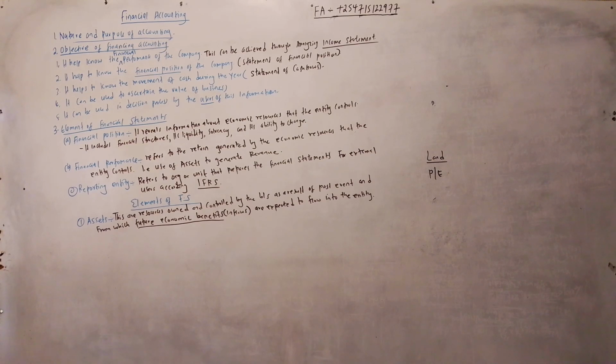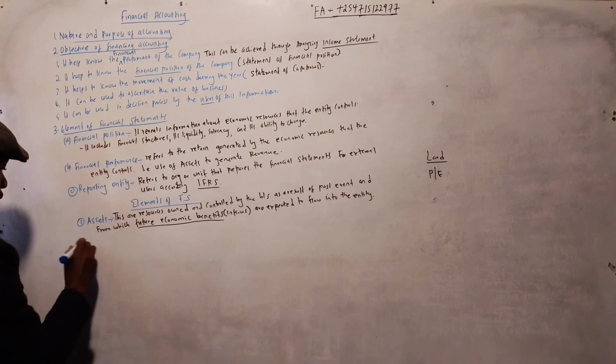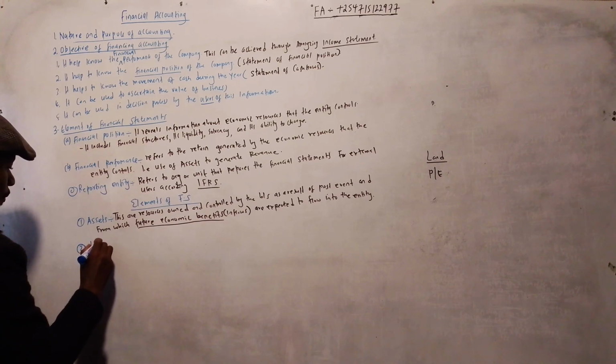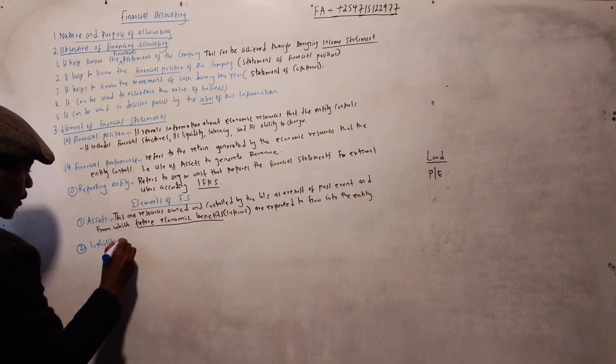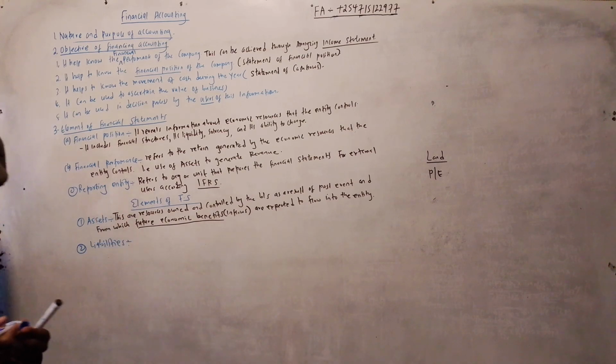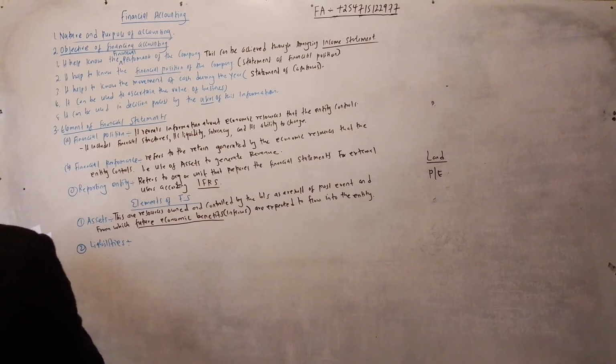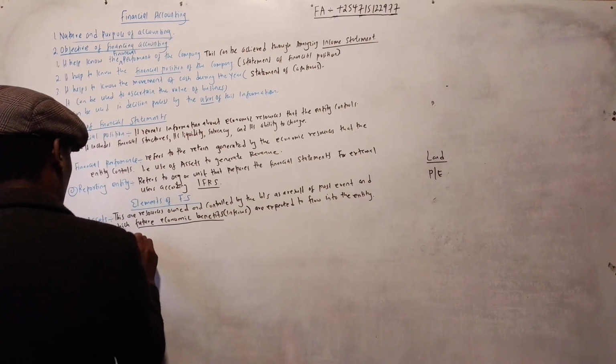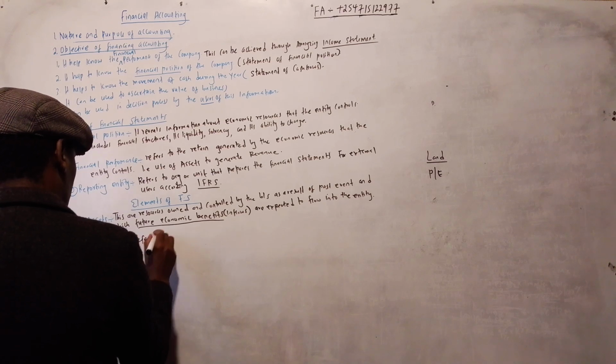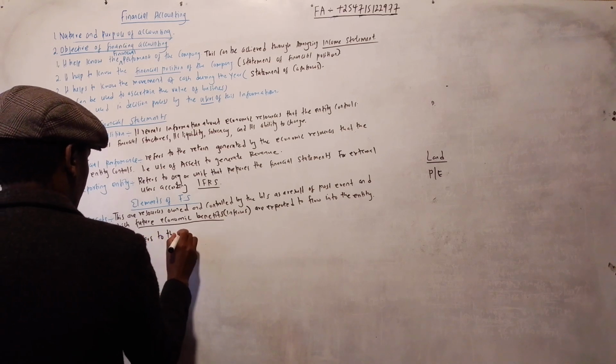Another element is number two. Let's talk about the liabilities. Liabilities refer to the present obligation of the entity.